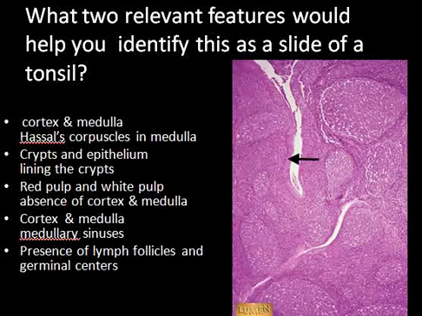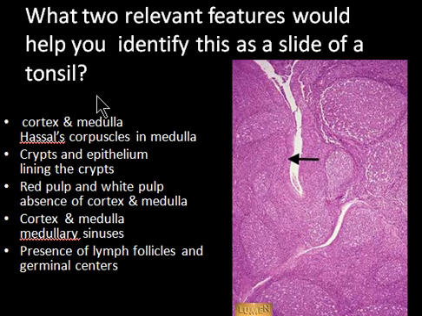So now let's go to this first question where it asks you what are two relevant features which help you identify this as a slide of a tonsil. So it already tells you that this is the tonsil. So you have to pick which of the two relevant features here will tell you that this is the tonsil.